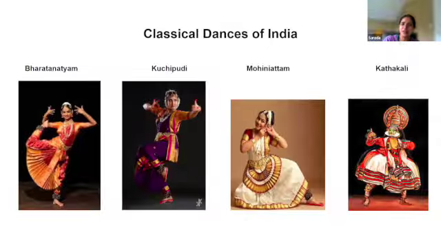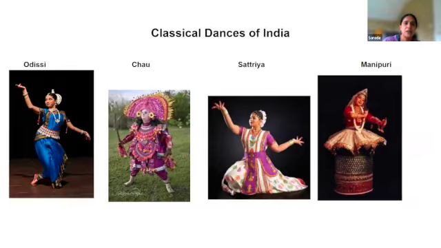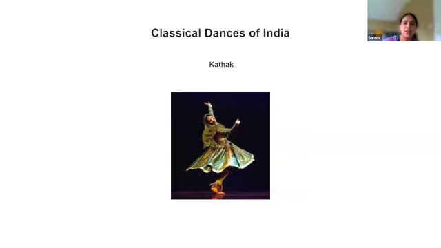It's a perspective through art forms because my work is mostly in the art education as well as performance space. So what you see are dance forms here: Bharatanatyam, Kuchipudi, Mohiniyattam, Kathakali, Odissi, Chow, Satriya, Manipuri, and Kathak. These are the nine different classical forms recognized by the government today, and they are based on different regions of India.